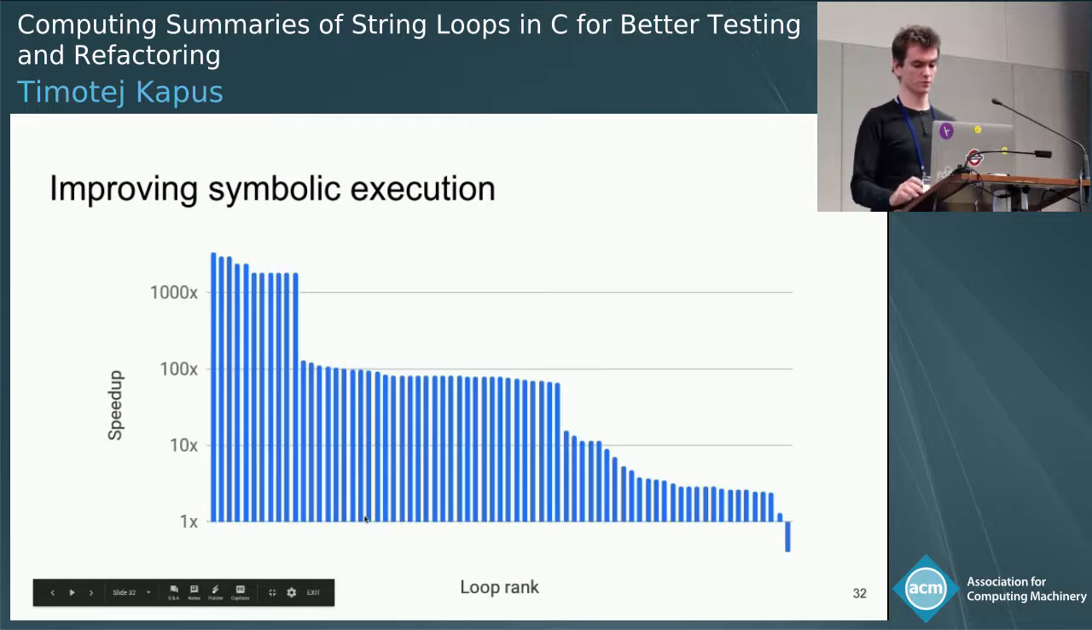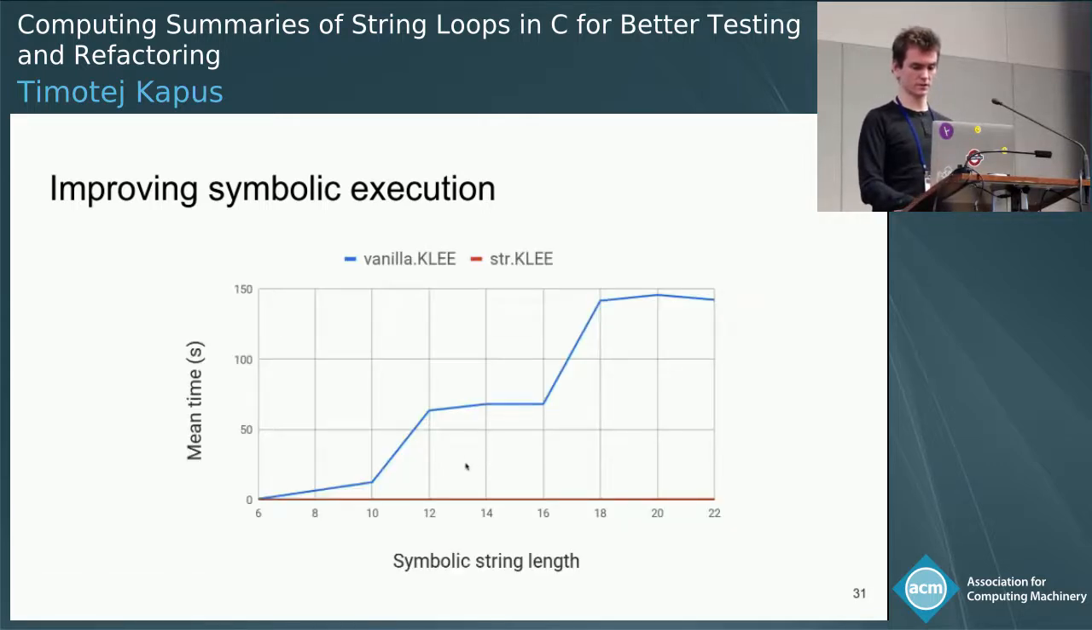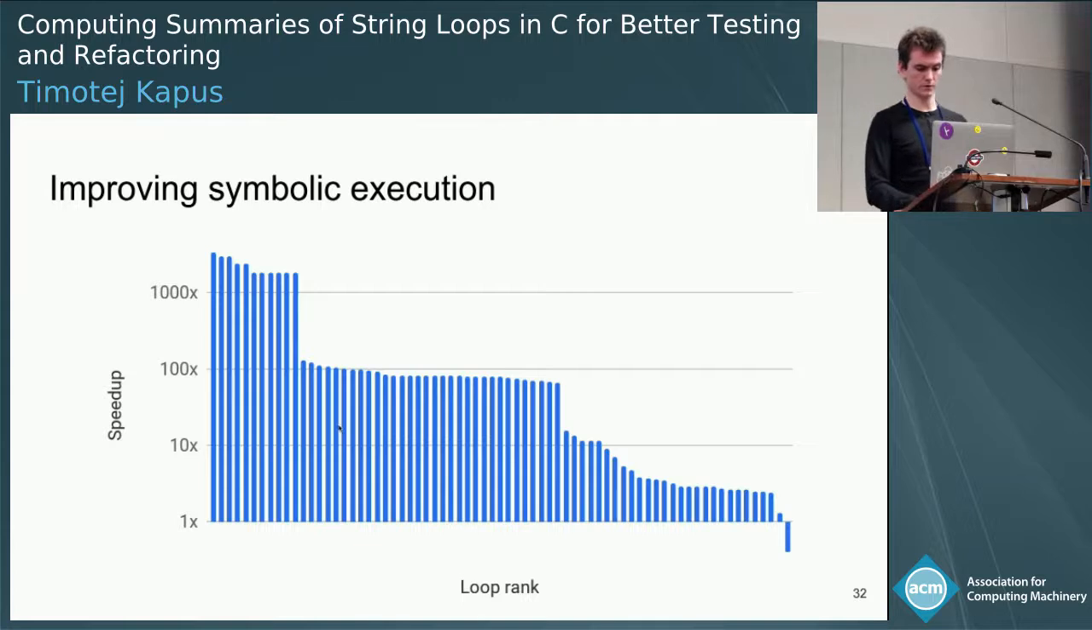If you zoom into the speedups for length 13, which was somewhere here in the middle, you can see that most loops have significant speedups of over 100x. There's one loop that has a negative speedup, but this is just an outlier because it's a loop that terminates in under 1 second.